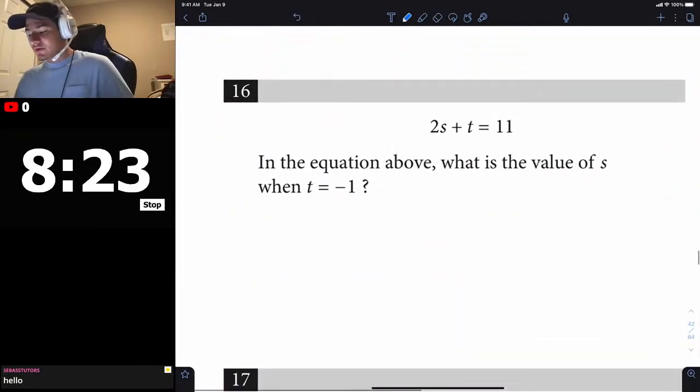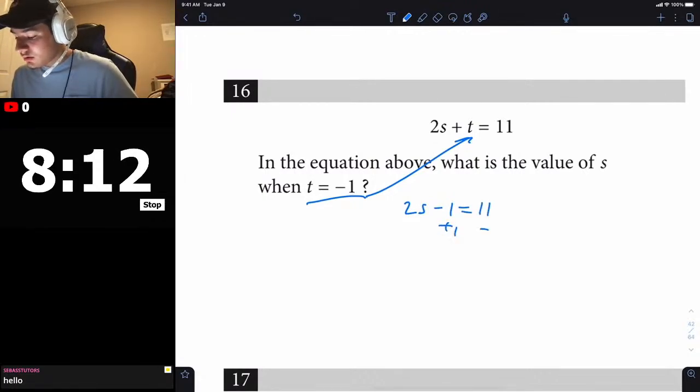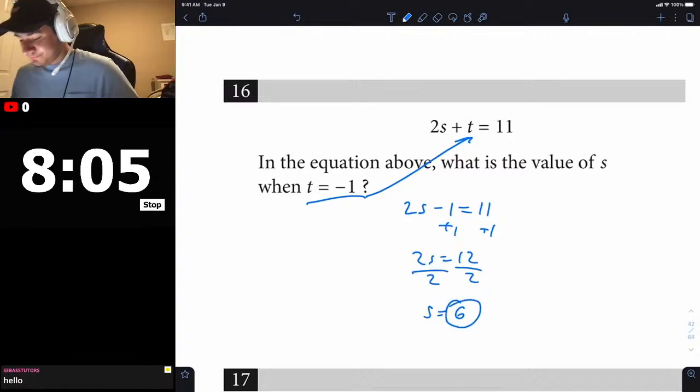Alright, in the equation above, what is the value of s when t is equal to 1? Okay, they tell us t is equal to negative 1. Plug it in. 2s minus 1 is equal to 11. Add 1, add 1. 2s is equal to 12, divide by 2, divide by 2, s is 6.